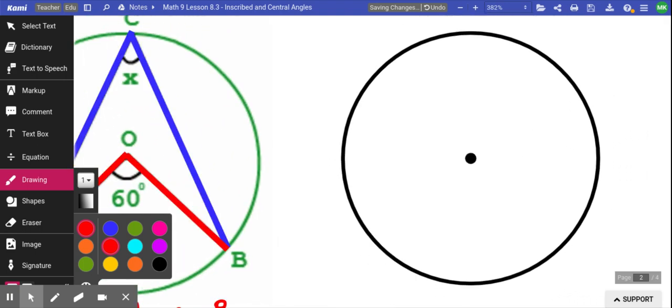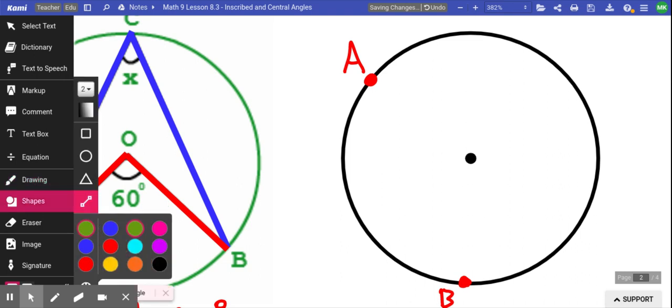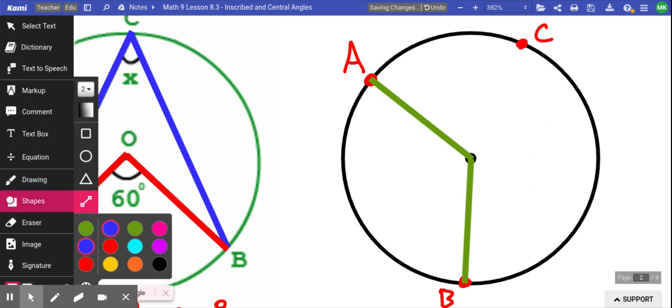You can draw your own example over here. I'll just draw one randomly. So if I had a point, let's draw a point here, A. Let's draw a point here, B. And let's get from A to B a couple different ways. So I could go to the center and then out to B. Or I could go to a different point, let's say point C. Let's do point C over here. And if I did that, I would be creating an inscribed angle. So out here to C, out here to B.